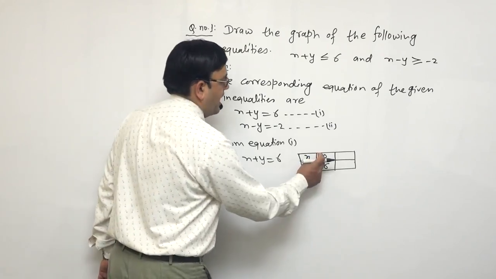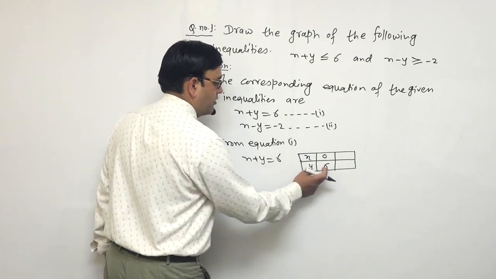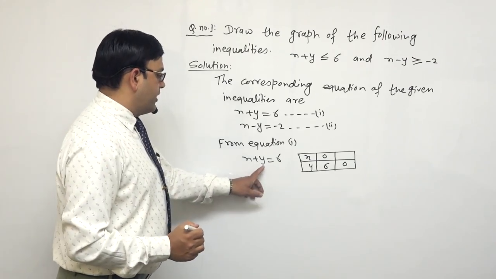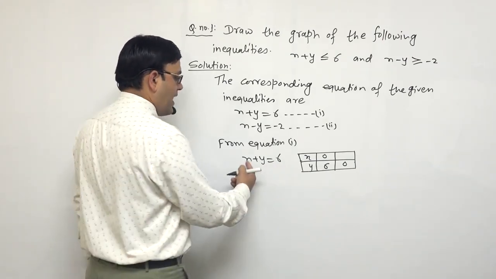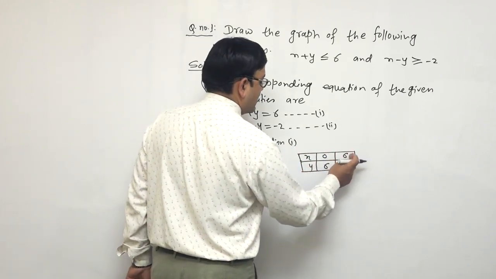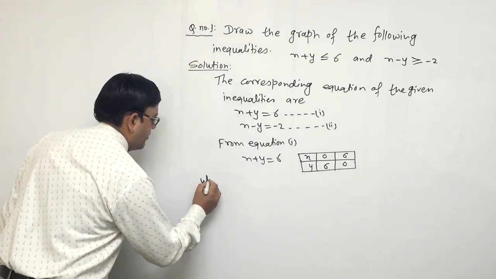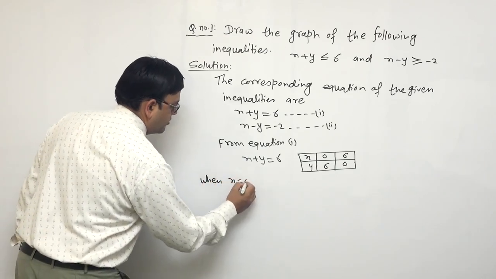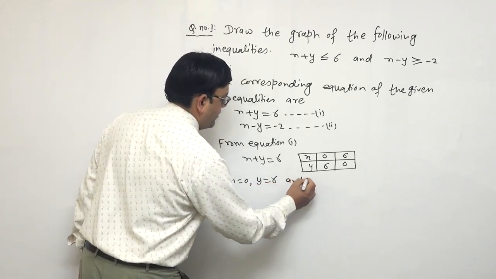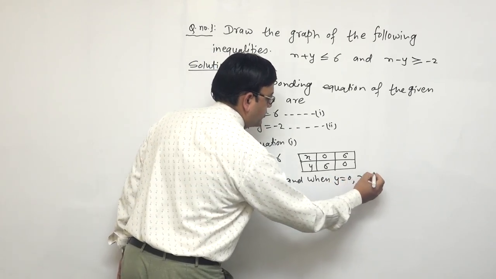So we put it here, x is equal to 0, and then when x is equal to 0, 0 plus y is equal to 6. So y is also 6. And when y is equal to 0, we can write 0 here. When y is 0, then x plus 0 is equals to 6. So x is also 6. So we have 2 points, 0, 6 and 6, 0. Let's plot these 2 points in a graph. When x is equal to 0, y is equals to 6, and when y is equals to 0, x is equals to 6.